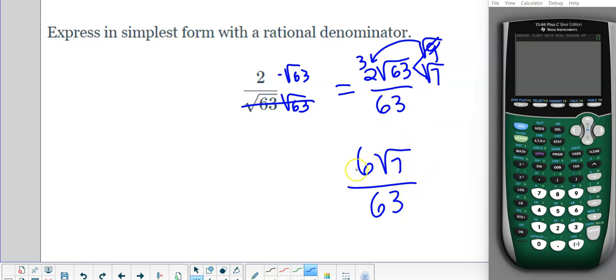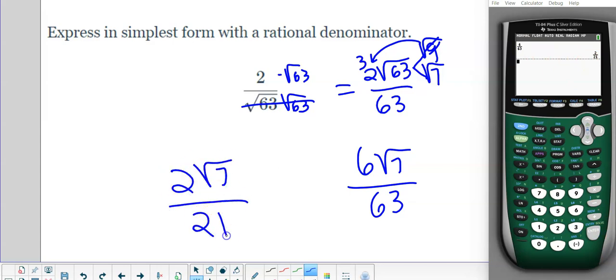And 6 and 63 do not have any common factors, or do they? I feel like 3 can go into it. You know what? I'm not sure, so I'm just going to use my calculator because it's late and I don't want to make a mistake. I'm pretty sure 3 can go into these, and I'm going to let the calculator reduce it for me. Look at that. 2 over 21. So 2 square roots of 7 over 21.